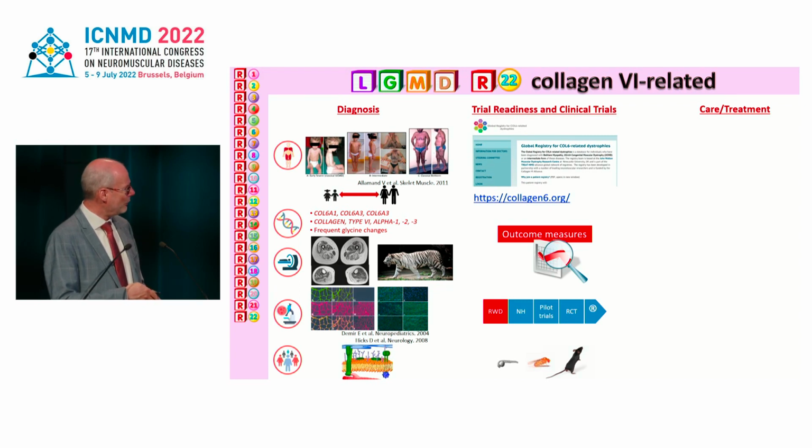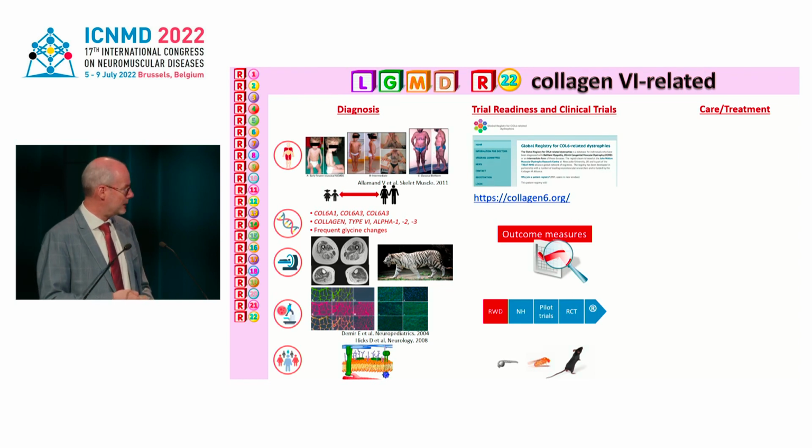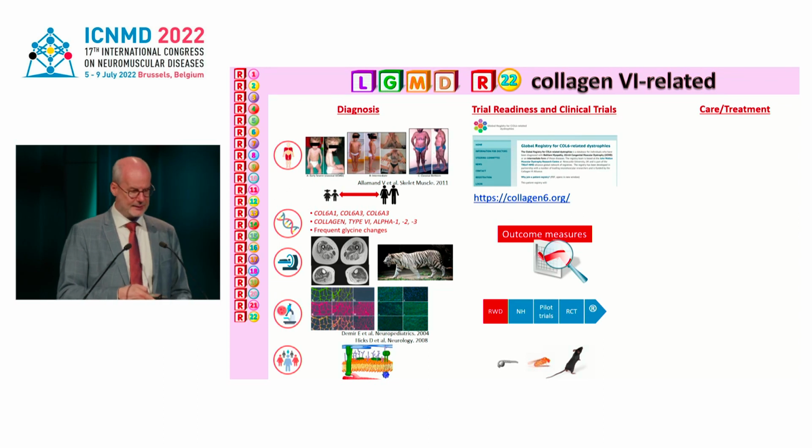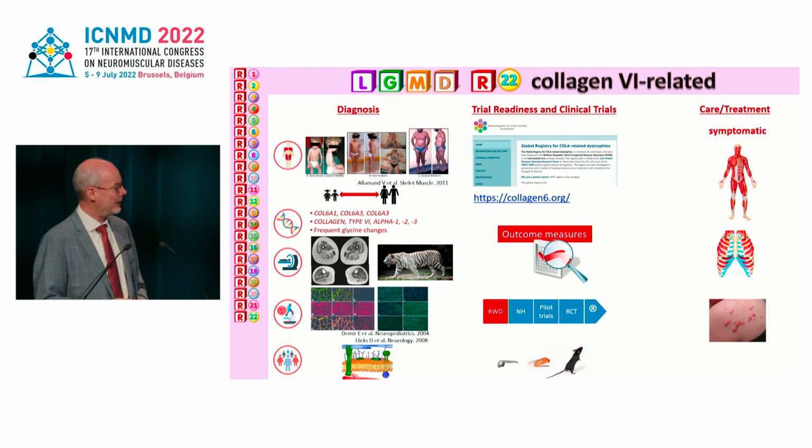Now, it's not that easy routinely to actually diagnose these patients by immunohistochemistry or fluorescence or by Western blotting. You can do double labeling with perlecan, and that might give you an idea that there's loss at the basement membrane, or you can also look into fibroblasts and look at the expression pattern, but it's not that easy. There is a specific global registry for collagen 6. You can also register under the CMD-IR. There are first trials that have happened more in Ullrich congenital muscular dystrophy, not in this limb-girdle phenotype.